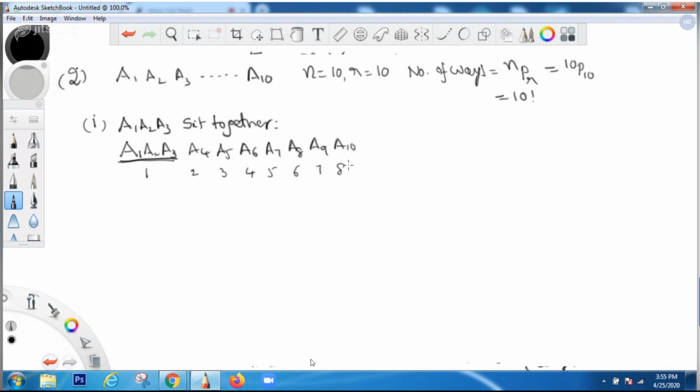How many ways can these 8 be arranged? n is equal to 8, not 10. These three together are one unit.